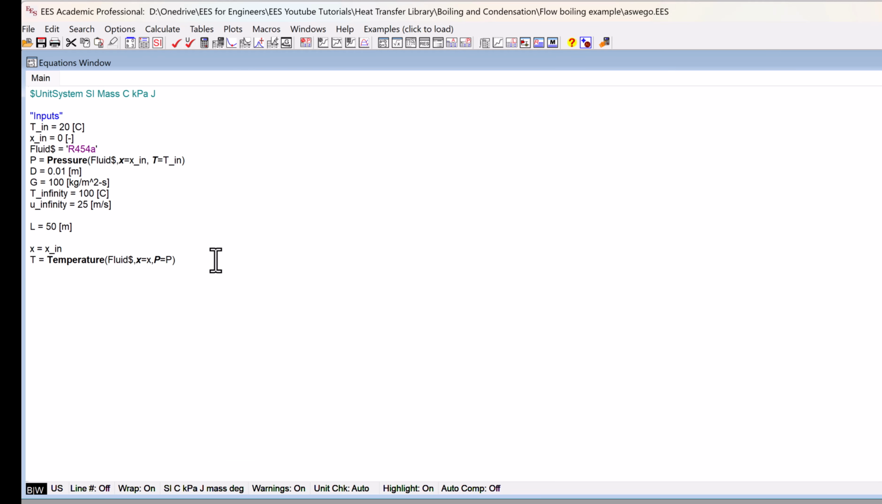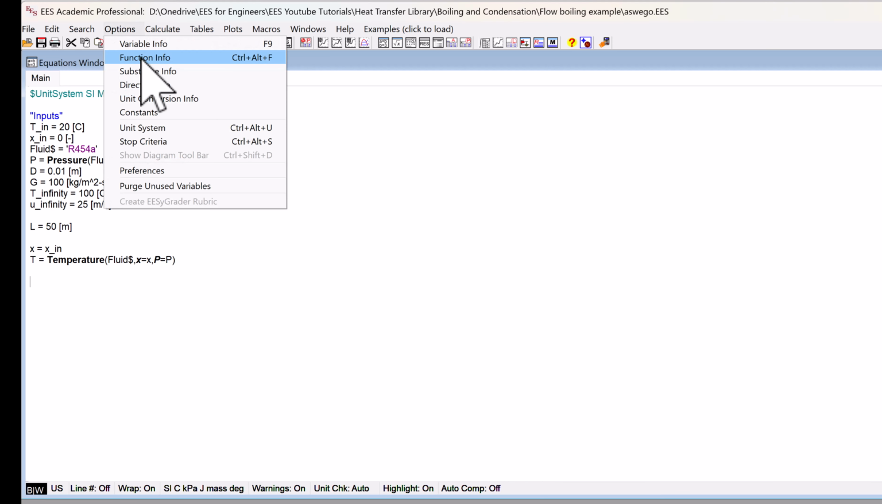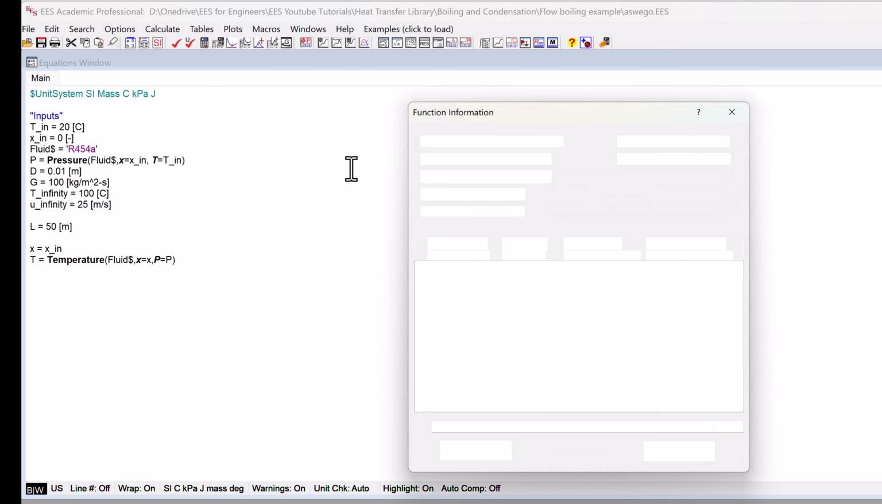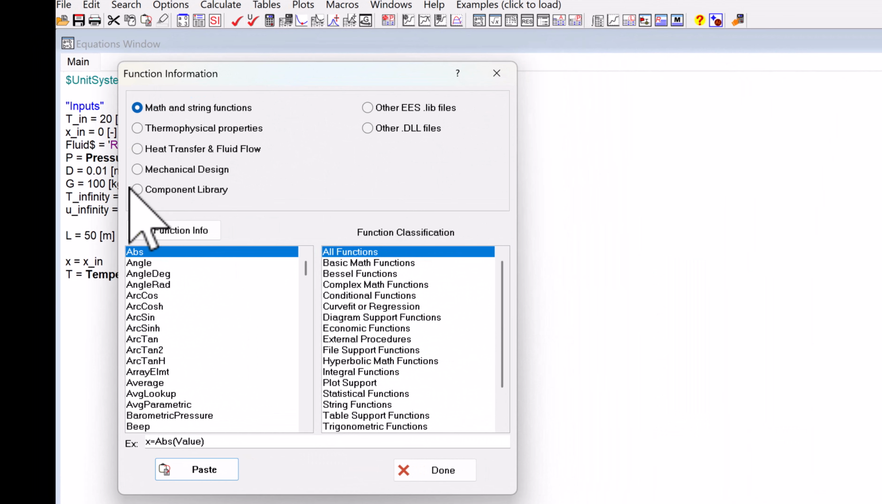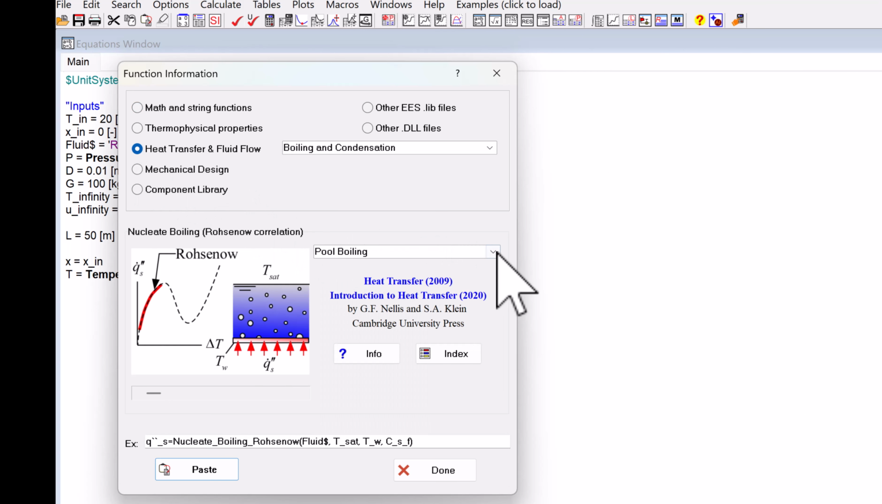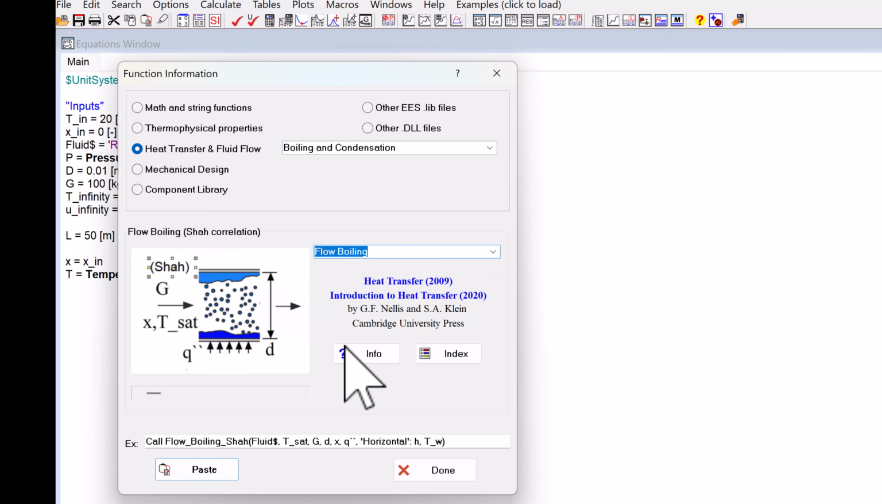Alright, so the next thing I need to do maybe is go look at what do these flow boiling functions look like. So I'll go to function information and heat transfer. We're not doing pool boiling, we're doing flow boiling.